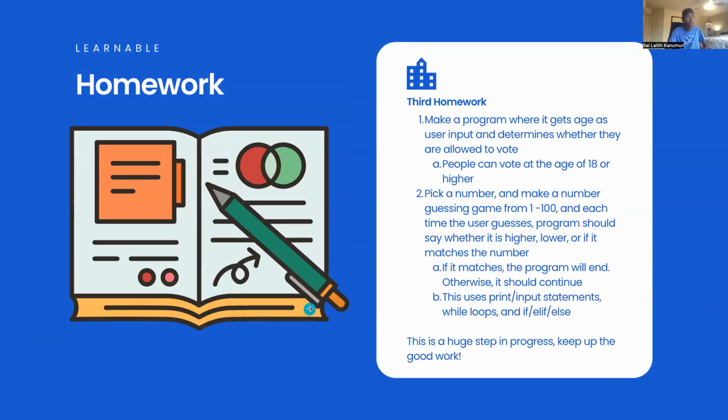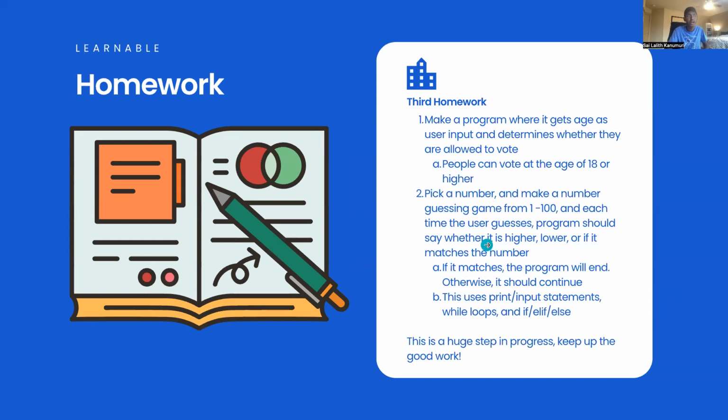So from the homework, the first part, we basically just did. So hopefully you got the main idea of how it works. So if they're old enough to vote, if they're 18 or older, then they can vote. Print out, you can vote. Or if they cannot vote, you say you cannot vote. And then pick a number, make a number guessing game, and each time the user guesses, the program should say whether it's higher or lower, and if it matches the number.